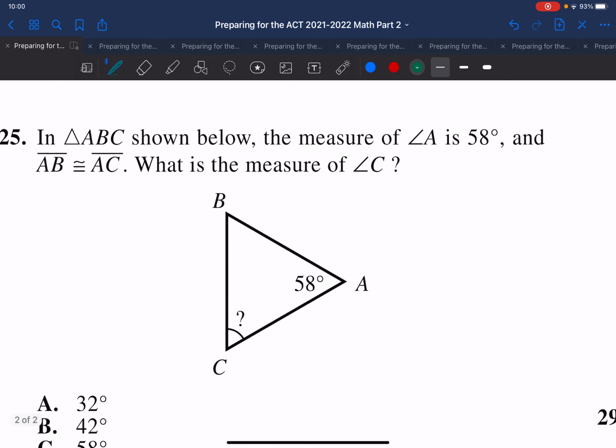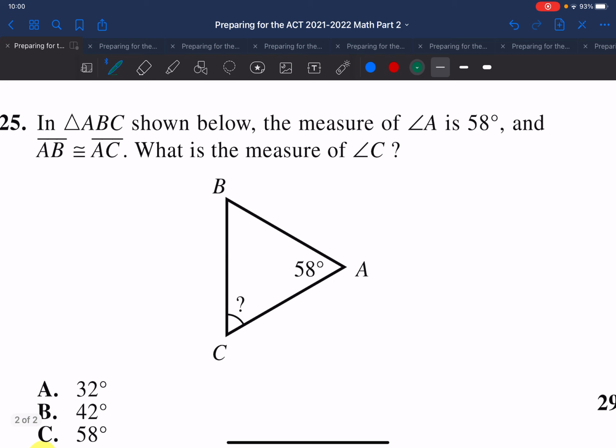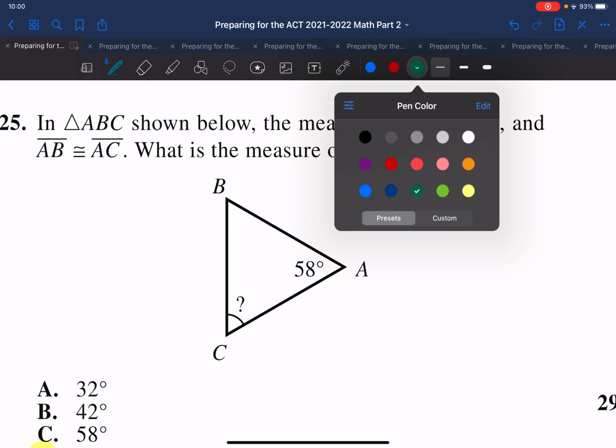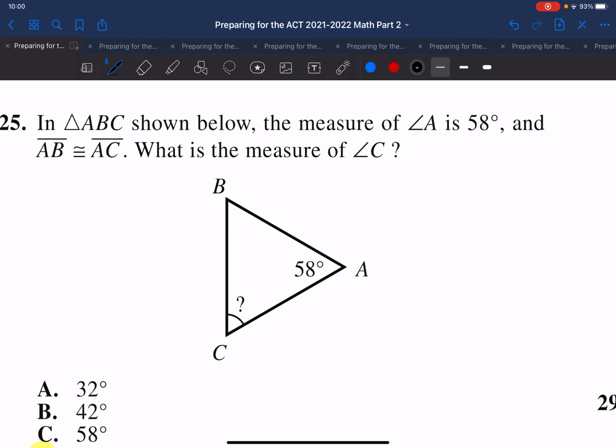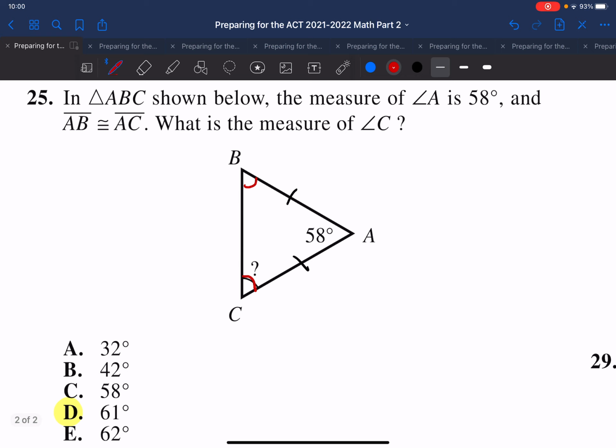Number 25. Here we have triangle ABC. The measure of angle A is 58 degrees, and we're given that sides AB and AC are congruent. Now what that means is that this is an isosceles triangle, but that also means that this angle here and this angle here are also congruent. So these angles have to be the same. So whatever this angle is, letter C, that same angle has to be for letter B, and then it has to add up with 58 to 180 degrees.